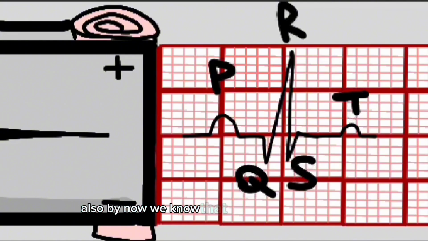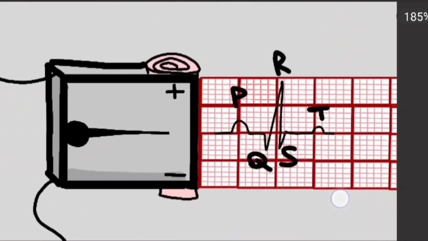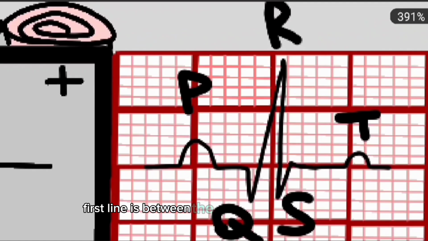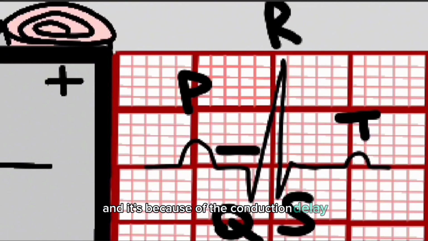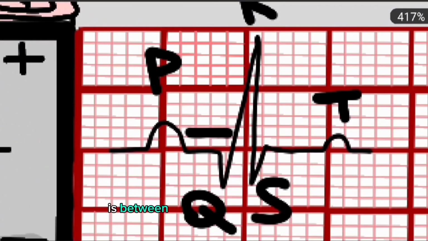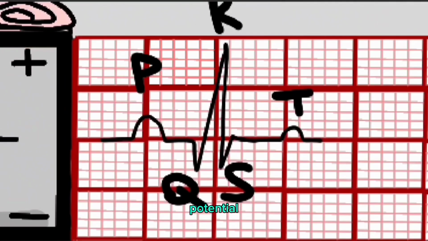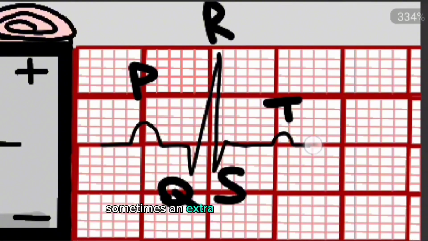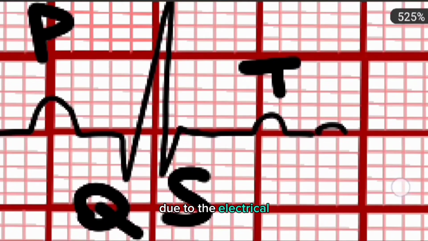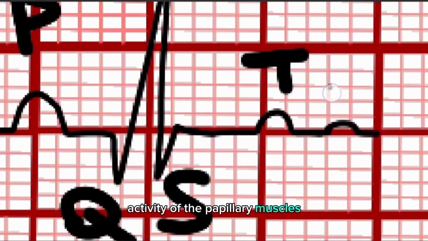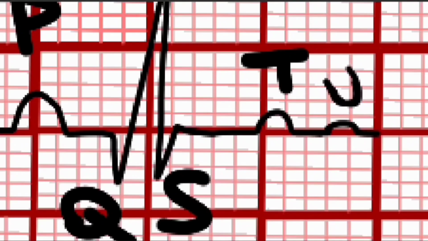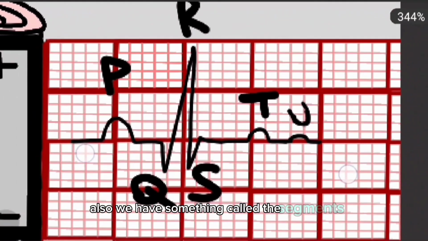Also by now we know that we have two flat lines. First line is between the P wave and the Q wave, and it's because of the conduction delay by the AV node. And the second line is between the S wave and the T wave, and it's because of the plateau phase of the action potential. Sometimes an extra wave could appear due to the electrical activity of the papillary muscles, and it's called the U wave.